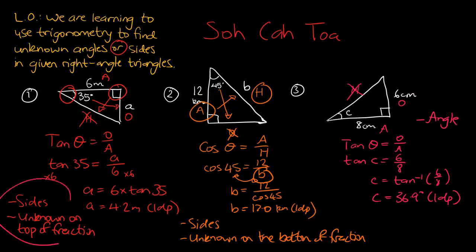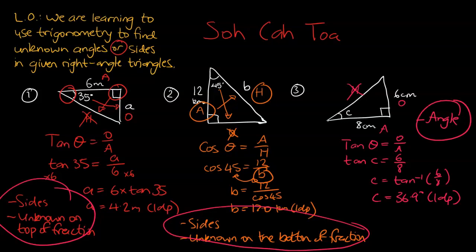Those are our three types of questions. Sides, when the unknown is on the top of the fraction. Sides, where the unknown is on the bottom of the fraction. And finding the angle. Hopefully this mixed video was useful. Just a note, we did use tan, cos, and tan. Don't forget about sine. It is random, not always the same trig functions are going to come up. Thanks so much for watching, guys. Now let's get into heaps of practice.